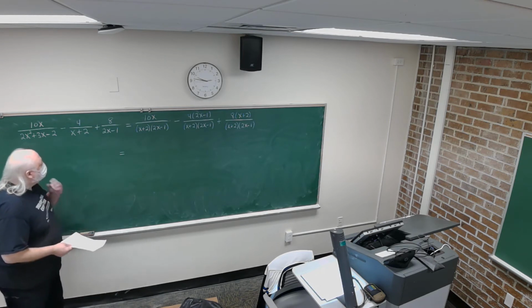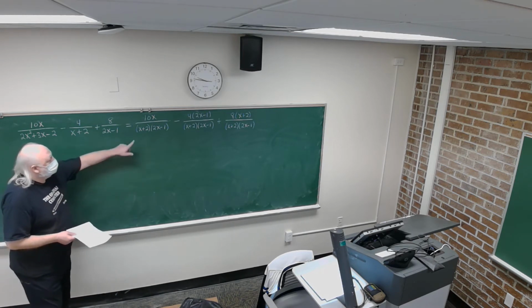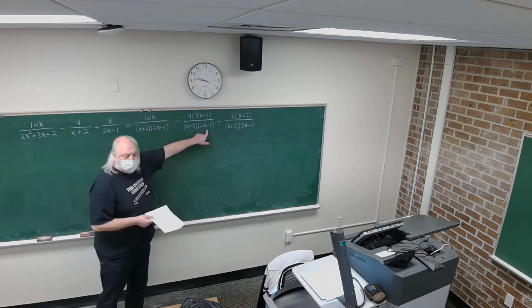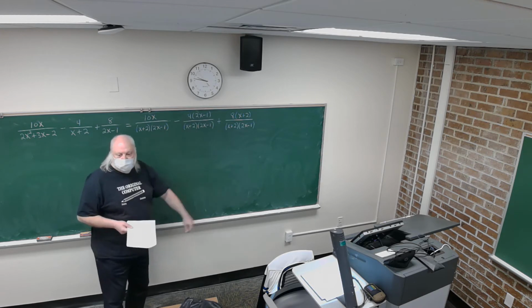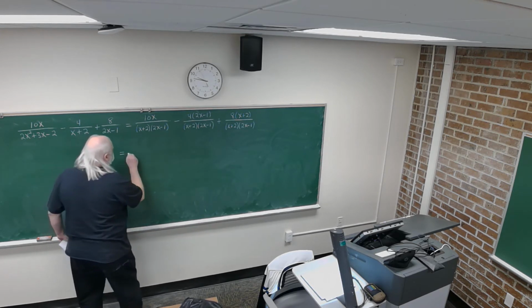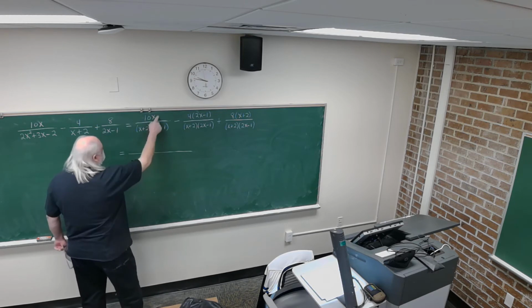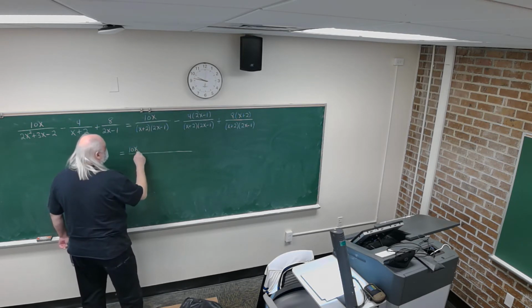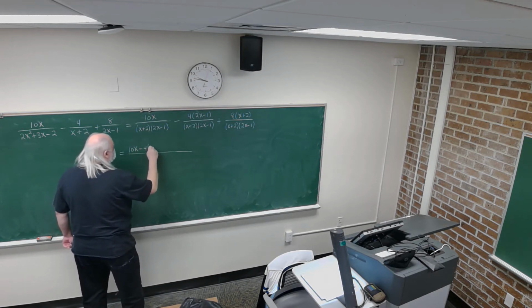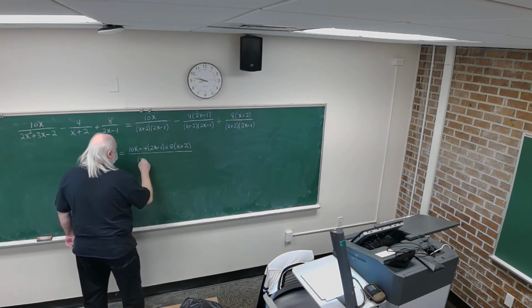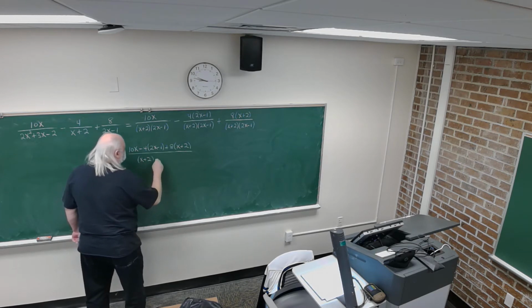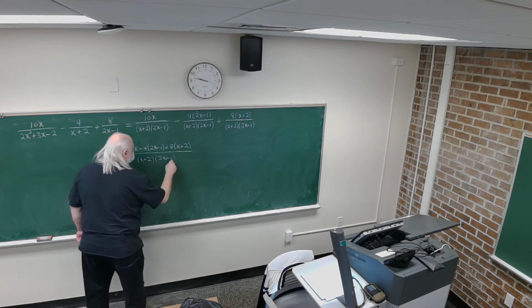Well, now we have a sum and difference of 3 fractions or 3 quotients with the same denominator. So now we can combine the numerators over the common denominator. So we have 10x minus 4 times 2x minus 1 plus 8 times x plus 2 over the common denominator x plus 2 times 2x minus 1.